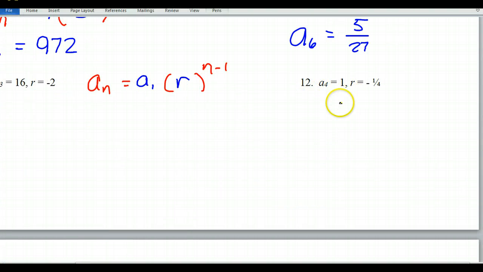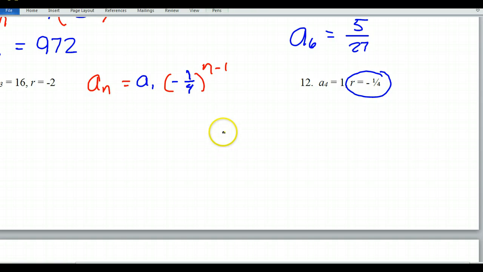All right, so looking at number 12, once again, we're given one term, the fourth term in this case, and we're given the common ratio. We should be able to use that to find the rule for this geometric sequence. We need to find these two things, the first term and the common ratio. One of these two things we're given straight out. In this case, we're given the common ratio right here, -1/4. So we can go ahead and just plug that in.